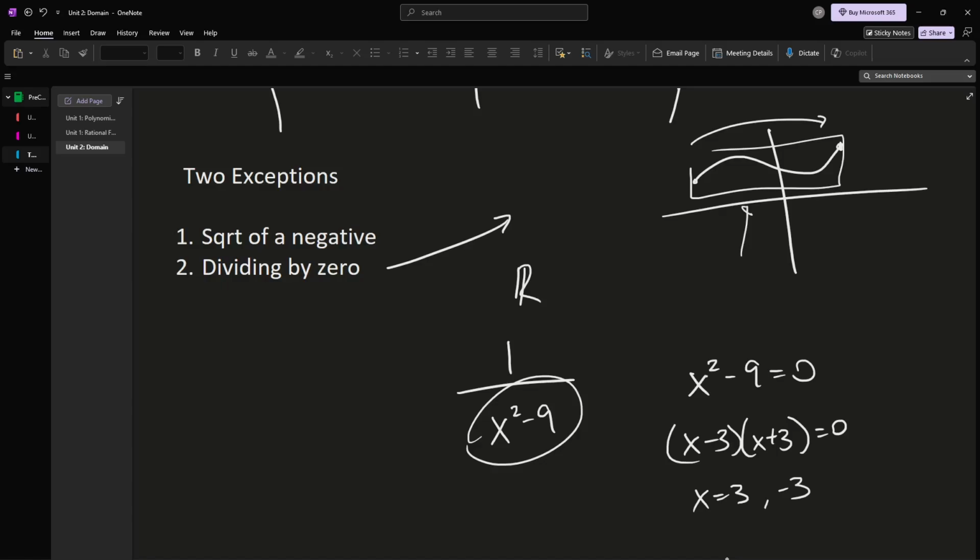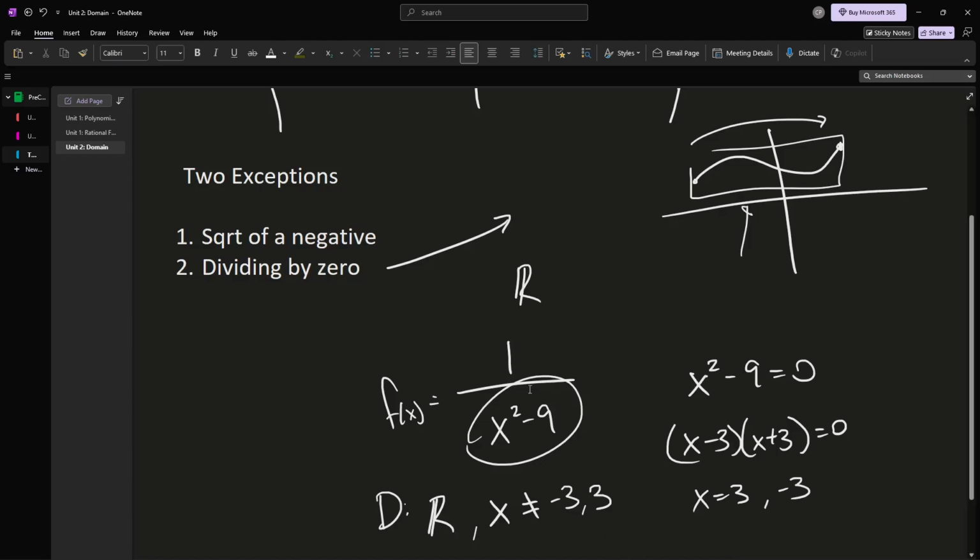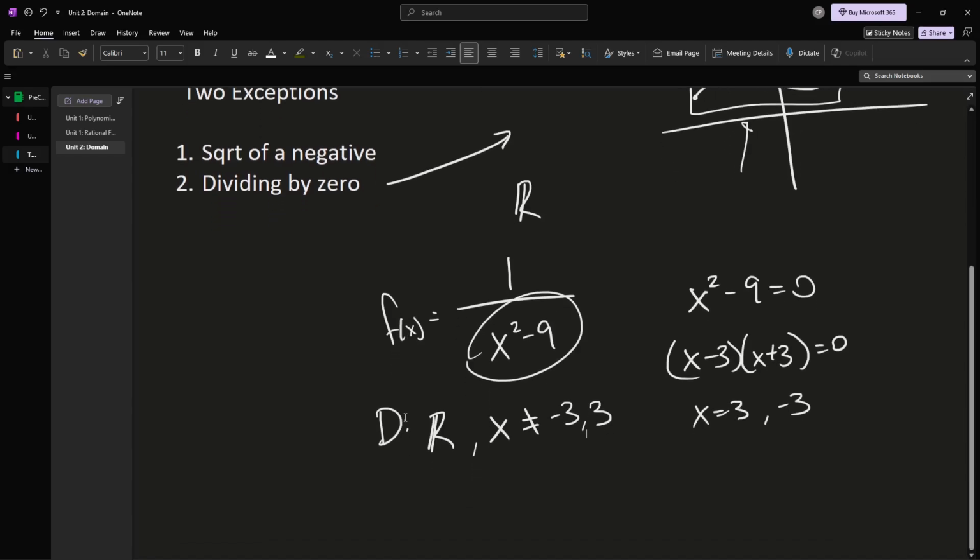So therefore, my domain for f of x equals this is all real numbers except x cannot be equal to negative 3 or positive 3. All reals, because any other x value does work here. 0 works, 9 works, 27 works, 342 works, 1.52 works. But once you plug in 3, you're dividing by 0 and it breaks it. That is exception number 2, dividing by 0.